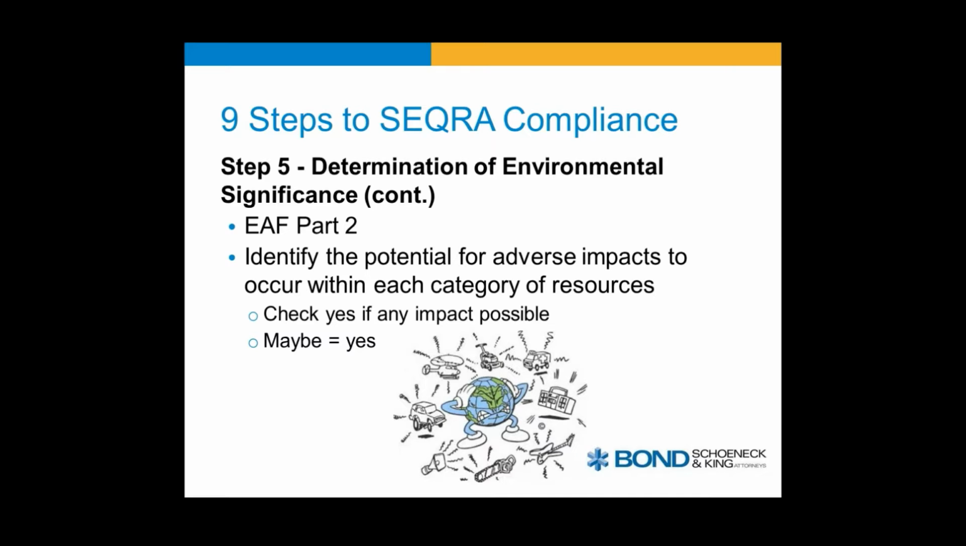If you're uncertain or if you think the answer is maybe, then you should check the box for potential moderate to large. So treat any maybes as a yes, it's potential moderate to large, there may be an impact. And then look at that in your Part 3, and then you can determine whether or not that impact is so significant that it requires further study, or maybe it's been mitigated by something in the project design so that it's not significant and doesn't require further evaluation.